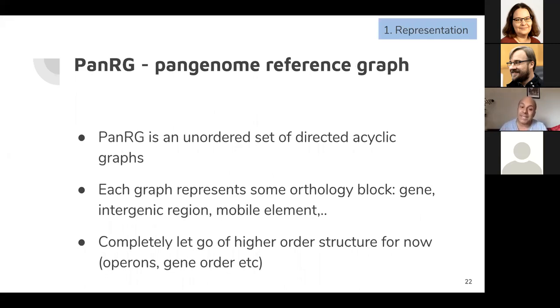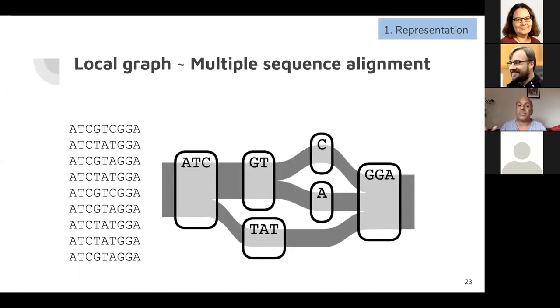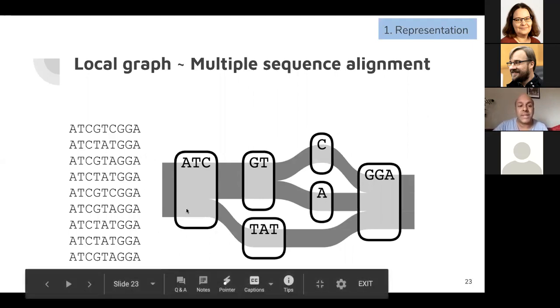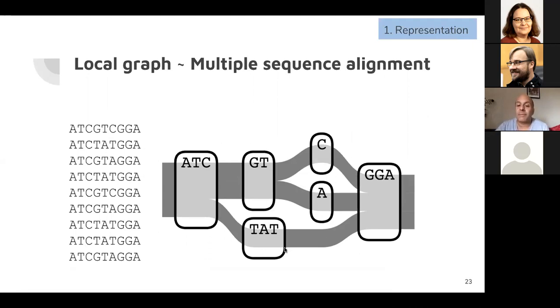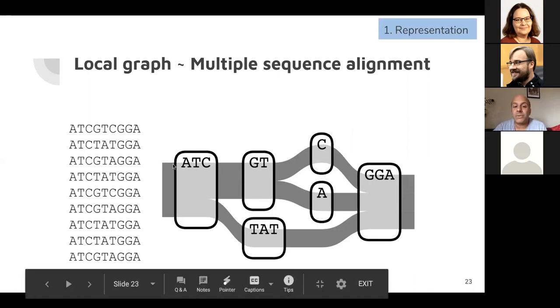And we completely let go of higher order structure. We don't know anything about operons, gene order, the whole ordering of everything in the genome. We're not going to touch that for now. Each local graph is, roughly speaking, like a multiple sequence alignment. If this is an alignment of different genomes and you lay them out in a graph, and I'm sure you've seen things like this before, it shows that everybody shares this ATC at the start and this GGA at the end, and you can split off either like this or like that.